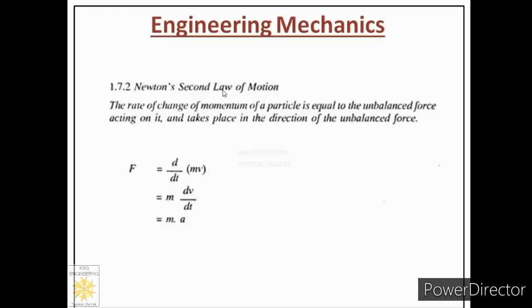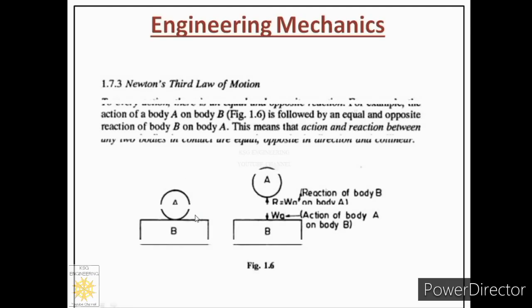So from Newton's second law of motion, we get this equation F = ma. We will use this equation in a few topics of this course, and there we will learn its application. Now next is Newton's third law of motion. This we all know: to every action, there is an equal and opposite reaction.